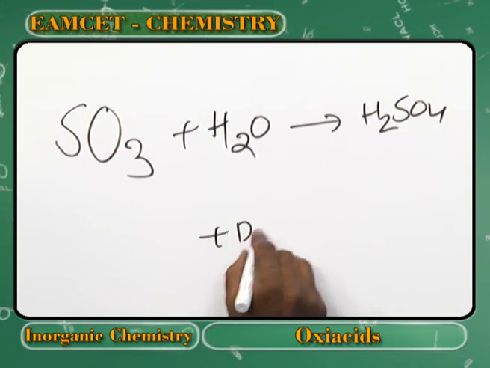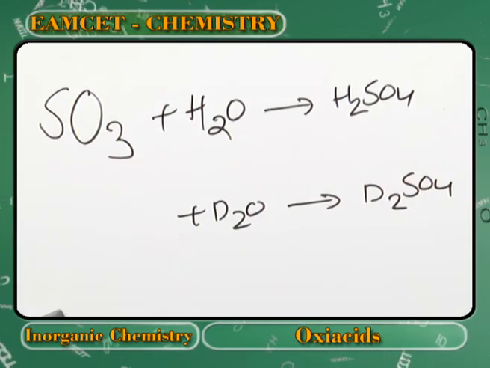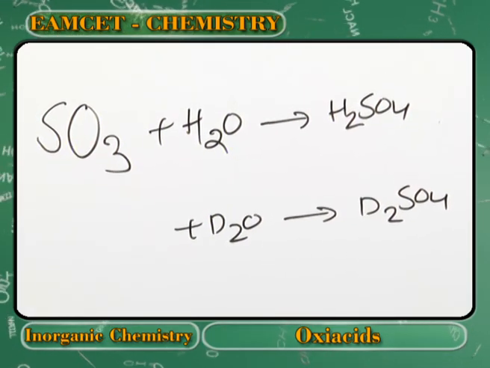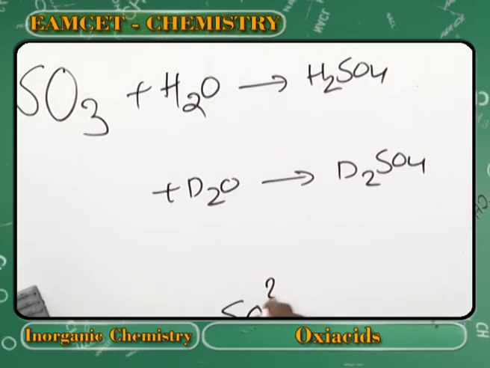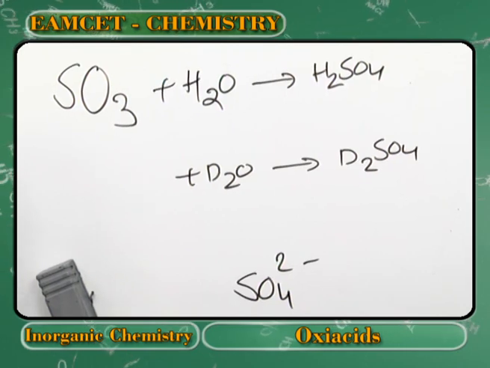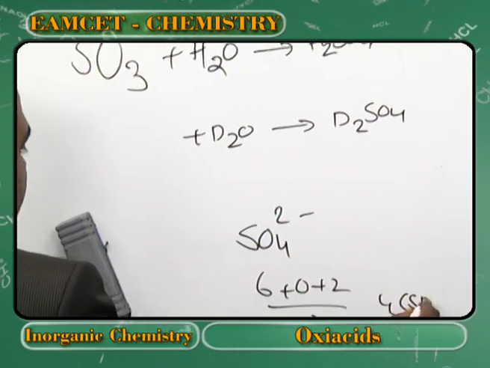SO3 plus D2O, you will get D2SO4. And what's the question about? The hybridization of sulfur, same as in sulfate, SO4 2 minus. How will you find hybridization? 6 plus 0 plus 2 by 2, 8 by 2, 4, sp3.